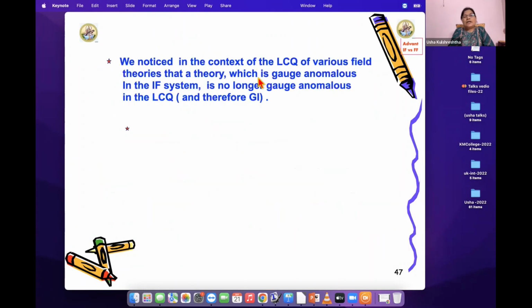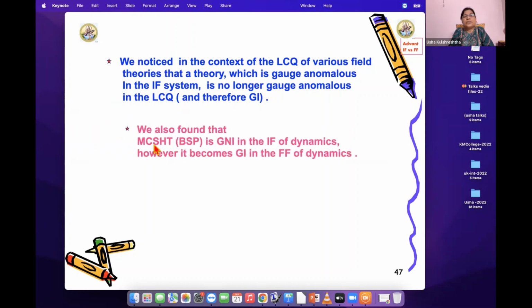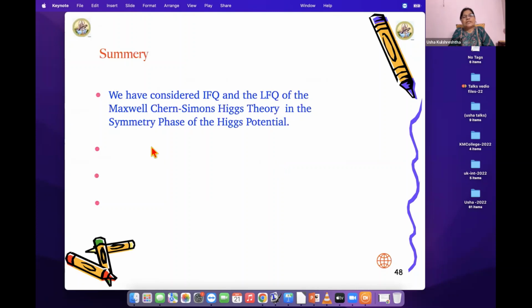And in our context, in Light-Front quantization of field theory models, we have seen that a theory which is gauge anomalous in the instant form is no longer gauge anomalous in the Light-Front form or Light-Front quantization. So we found that this Maxwell Chern-Simons Higgs theory in the broken symmetry phase is gauge non-invariant in the instant form of dynamics. However, it becomes gauge invariant in the front form of dynamics.